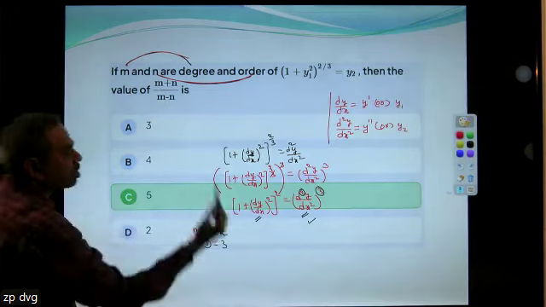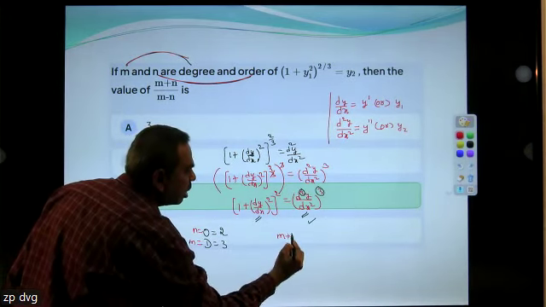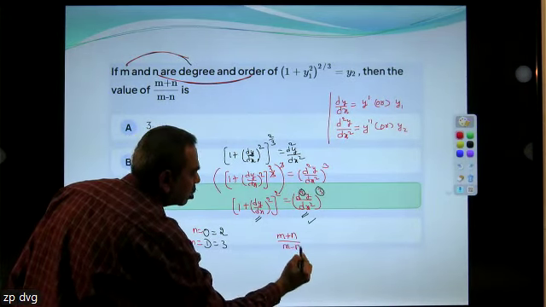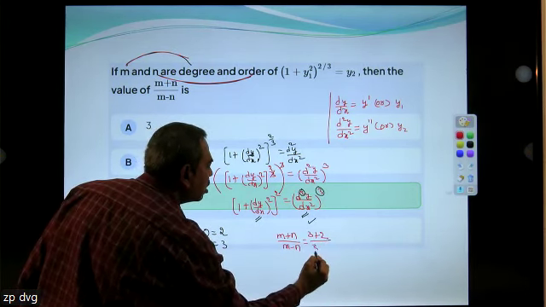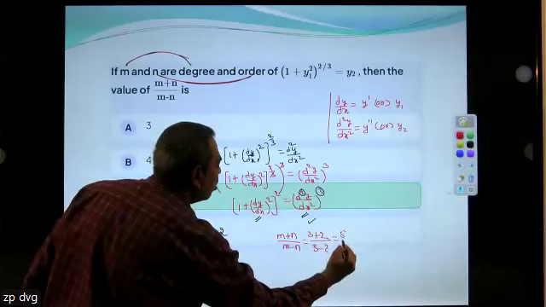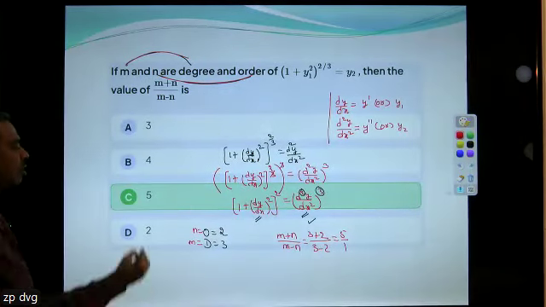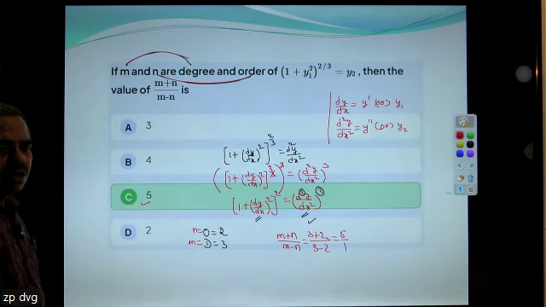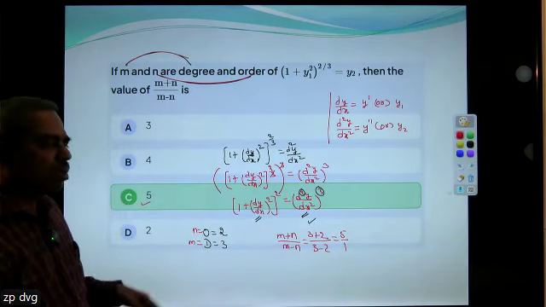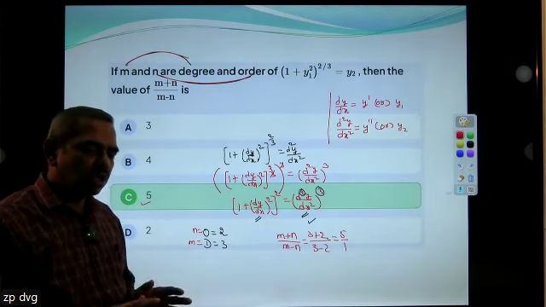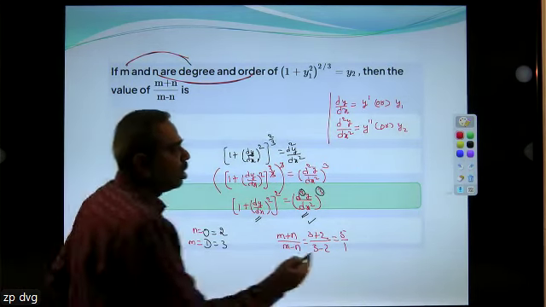We have to calculate m plus n by m minus n, so m plus n by m minus n is asked. What is the m value? 3. And what is the n value? 2. So it is 3 plus 2 by 3 minus 2. What we get is 5 by 1, so 5 becomes the answer. This type of problem is given in exams. Related to order as well as degree, it is very easy. You have to attempt it. Next.